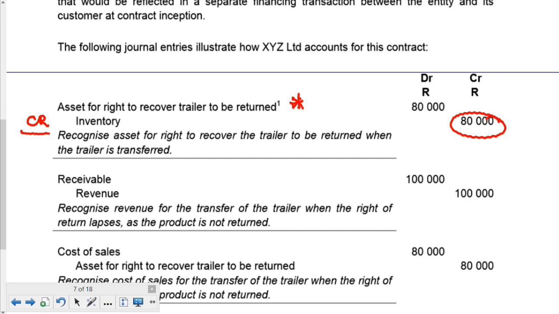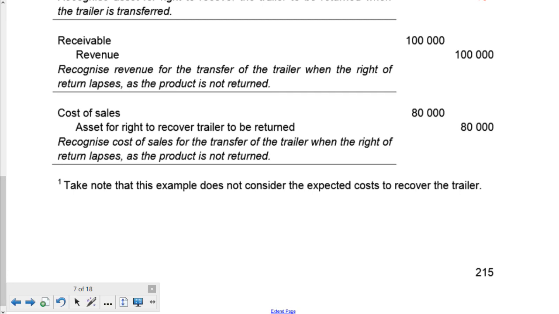Then, 90 days later, so this is at the date of the sale. 90 days later, I then can recognize revenue. And now I will recognize revenue for the 100,000 Rand. And the other side of revenue is a receivable for the 100,000. Debit receivable, credit revenue. And at that stage, I also recognize cost of sales. My normal entry for cost of sales is debit cost of sales, credit inventory. But because I already credited inventory, my credit now goes to that asset for the right to recover.